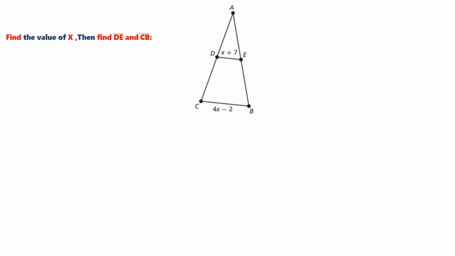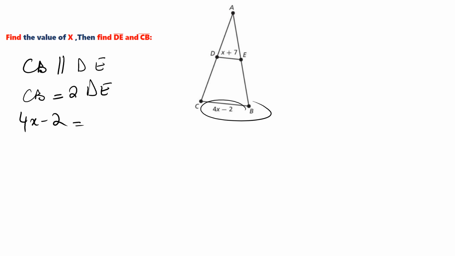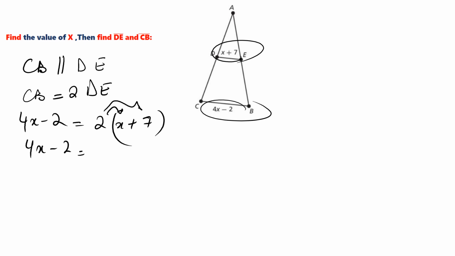Next question, find DE and CB if DE is the mid segment. So what is the relationship? CB is parallel to DE and CB is twice the DE. Okay, what is CB? It is 4x minus 2 from here. And what is DE? It is x plus 7. So we will write 4x minus 2 equals to 2 times x plus 7. Open the bracket by using the distributive property: 2 times x is 2x and 2 times 7 is 14.